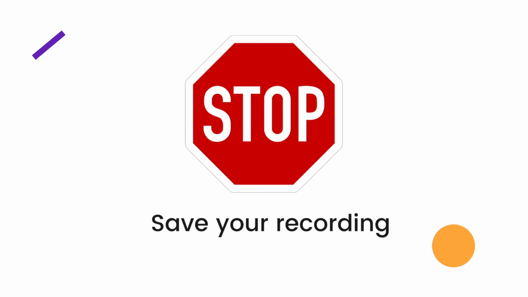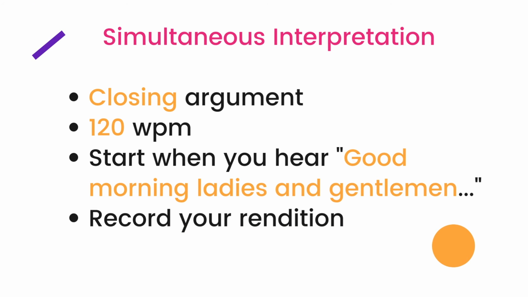This is the end of the consecutive interpretation section. Please make sure to save the recording of your rendition. This is the last part of the practice exam. You'll have to interpret an attorney's closing argument at 120 words per minute. In a moment, you'll hear me count down from 5. Please start to interpret simultaneously when you hear the words, "Good morning, ladies and gentlemen of the jury." Don't forget to record your rendition. 5, 4, 3, 2, 1.